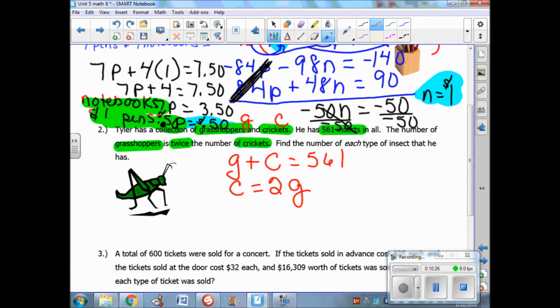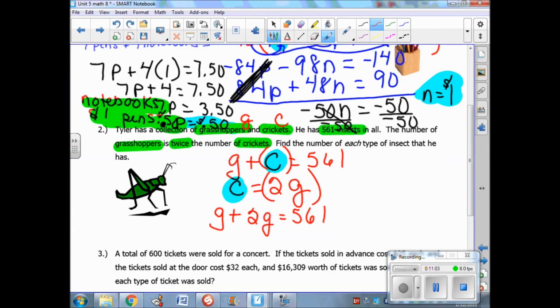Now, looking at the way this problem sets up, I have C all by itself. So, couldn't I substitute in for that C? I could do substitution here. This one sets up nicely. If I take that 2G and put it in for that C, that might make my life a little bit easier. So rewriting that first equation, I have G plus, here's the substitution, 2G equals 561.